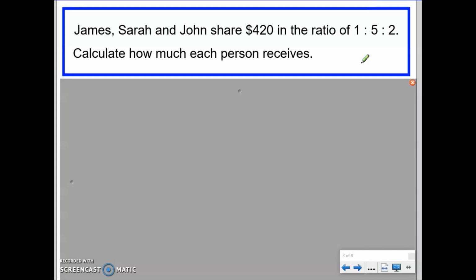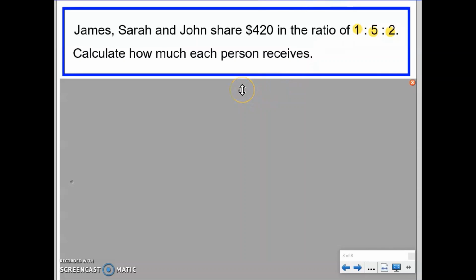James, Sarah, and John share $420 in the ratio 1 to 5 to 2. So this time we're dealing with a triple ratio. Calculate how much each person receives. So even though we're dealing with 3 sections in the ratio, we are still going to apply the same method in the same steps that we did on the previous slide.